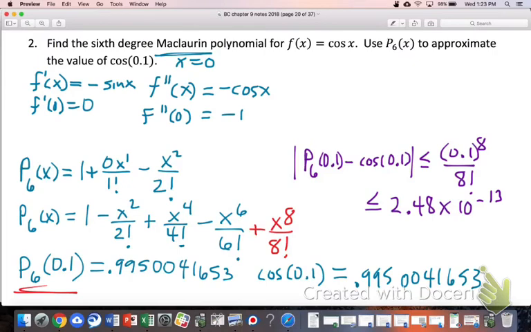But with just a 6-degree polynomial, just those first 4 terms, the error is so tiny that your calculator can't even detect it. In fact, rudimentary calculators, way back when, used a process like this to approximate cosine of 1 or sine of 2. They use a different algorithm now. This is what they used to do.